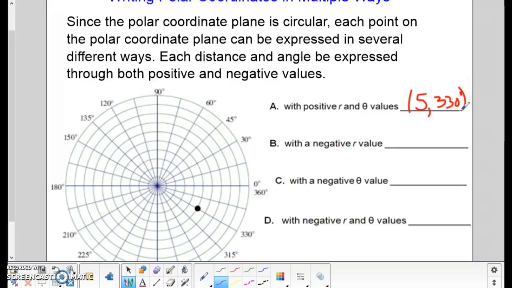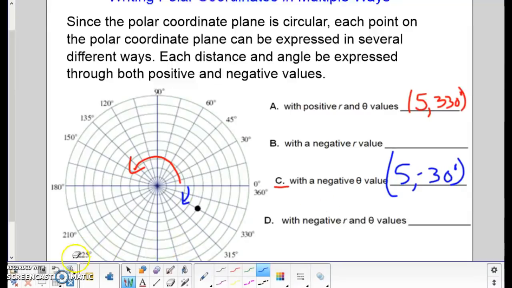Let's go all the way down to C first, with a negative theta. We're going to do a positive radius and a negative theta. The positive radius is still 5, but instead of measuring the angle in the positive direction, we're going to measure the angle in the negative direction. In this direction, the angle would be negative 30 degrees. So we have 5... whoops, I put that in the wrong spot, sorry. Erase. Try that again. It's 5, negative 30 degrees.